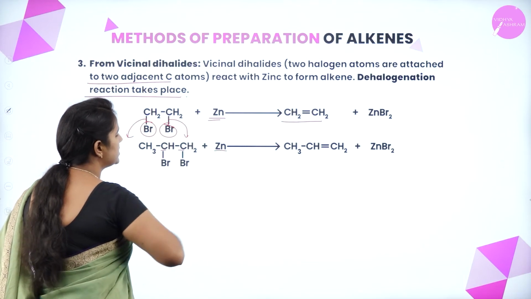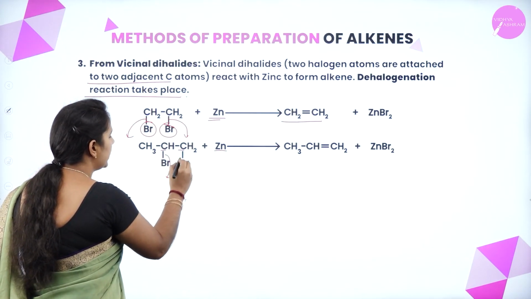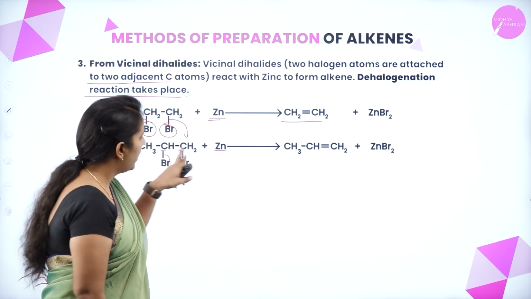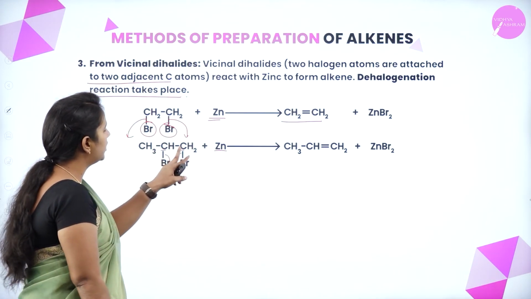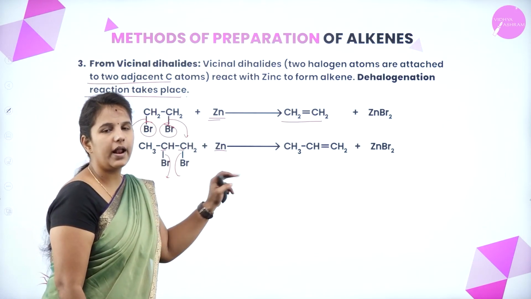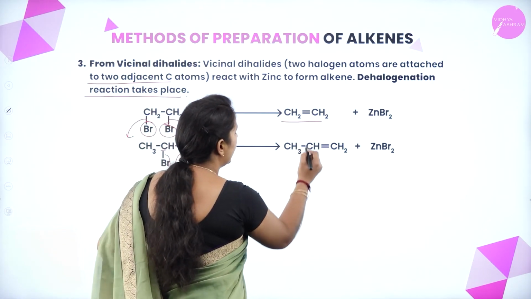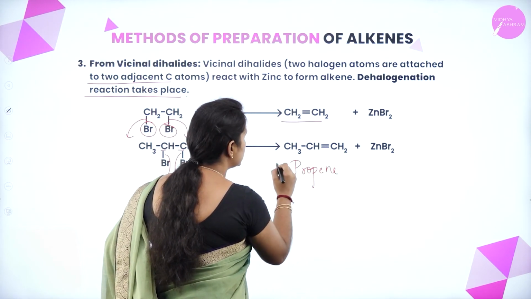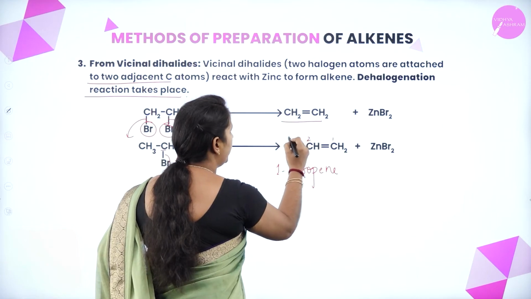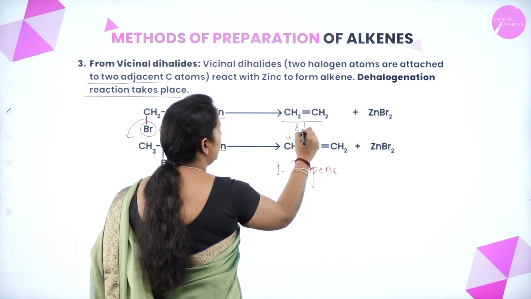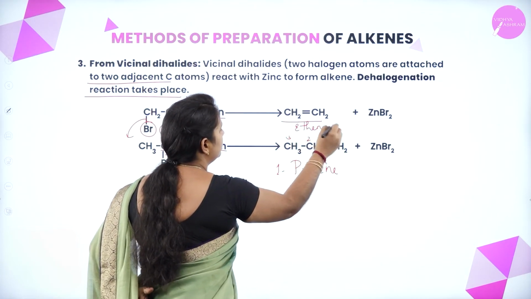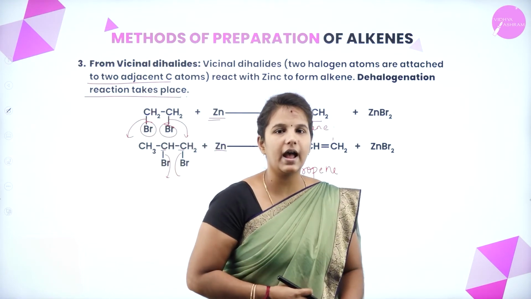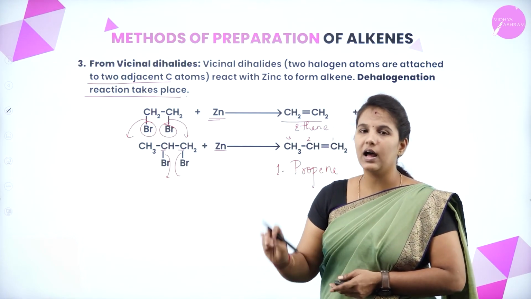When it reacts with zinc metal, this halogen atom will react with the zinc metal to form zinc bromide, and it forms a double bond between the first two carbon atoms to form an alkene, and this is propene, or you can say it is 1-propene, and name of this is ethene. This is how by using vicinal dihalides also we can prepare the alkene.